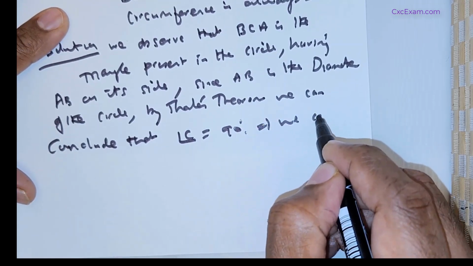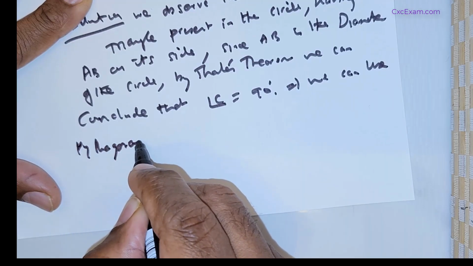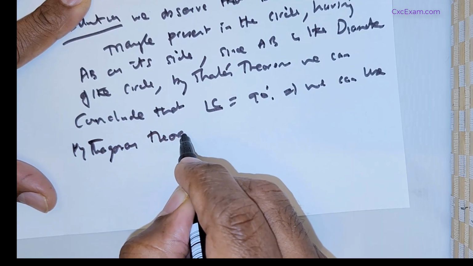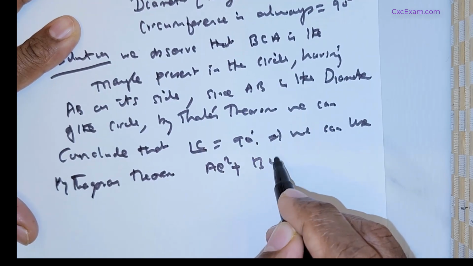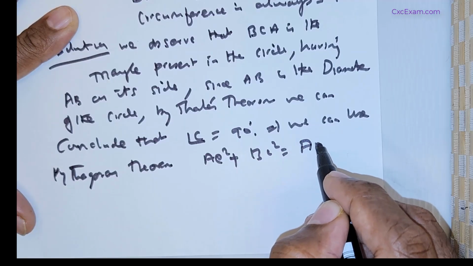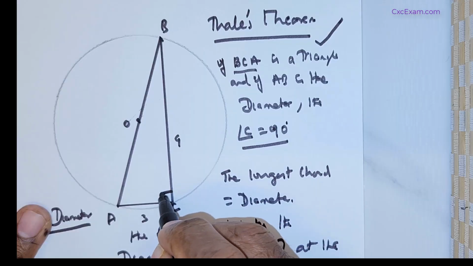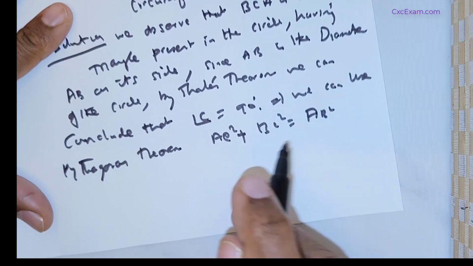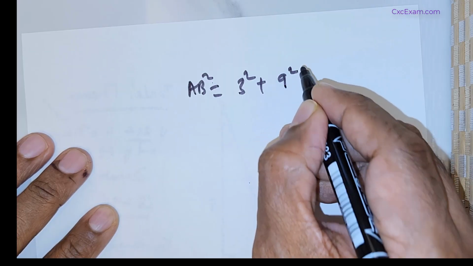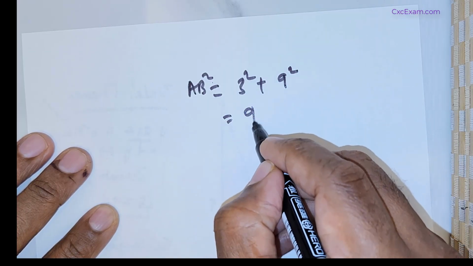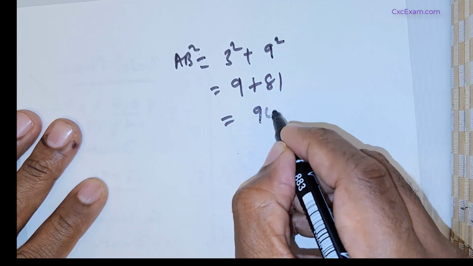So this means we can use Pythagoras theorem. What is that? AC squared plus BC squared is equal to AB squared. AC squared plus BC squared, because this is 90 degrees, isn't it? AB squared is 3 squared plus 9 squared. 3 squared is 9, 9 squared is 81. So this is going to give me 90.